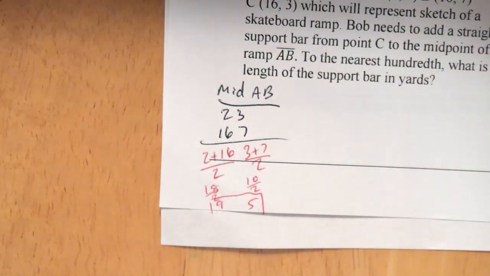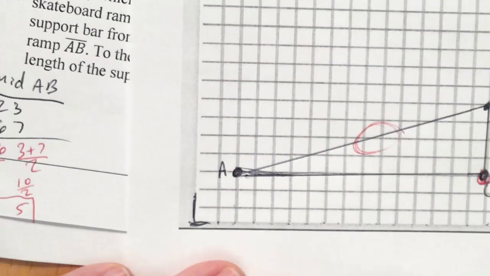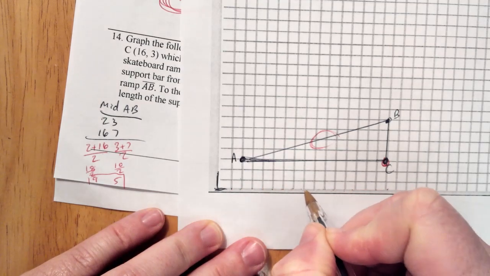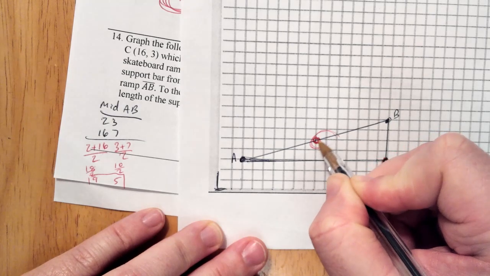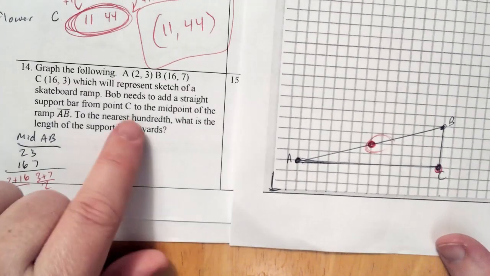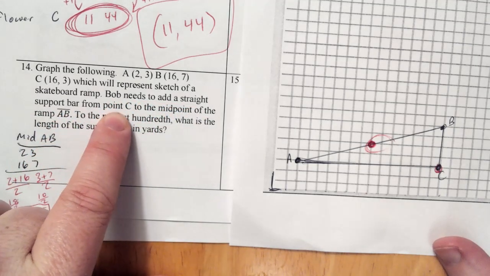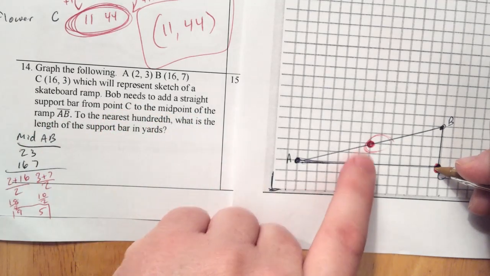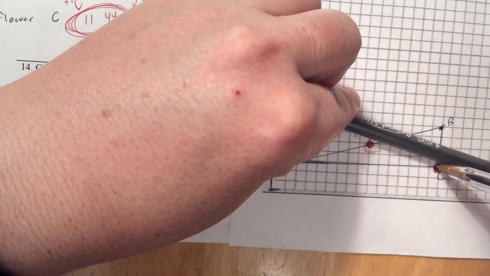Awesome. Let's put that back in our picture and reread this. We are at 1, 2, 3, 4, 5, 6, 7, 8, 9, and 1, 2, 3, 4, 5. Hey, that's right about where I said it was going to be. There's the midpoint. So Bob needs to add a straight edge support bar from point C, which is right here, to the midpoint of AB, which is right here, 9, 5. So we need to add a straight edge from here to here.